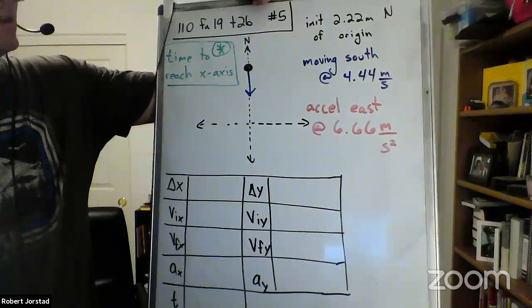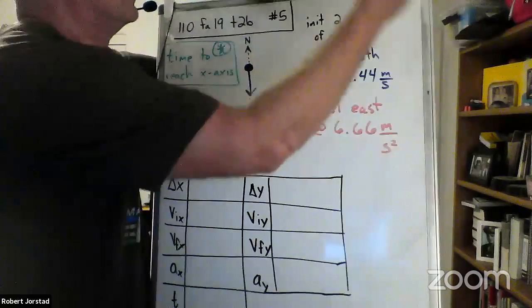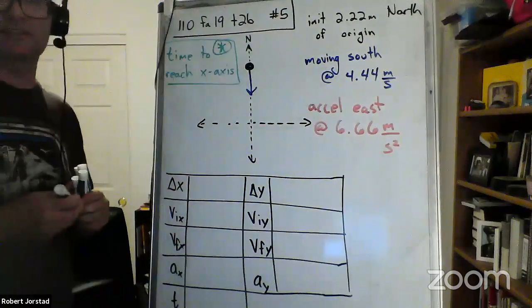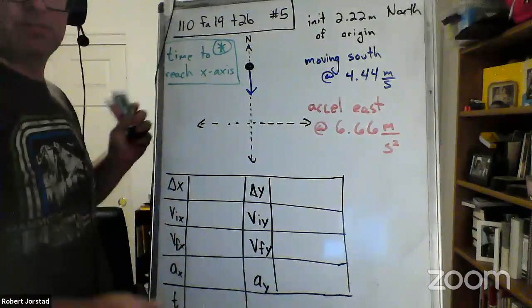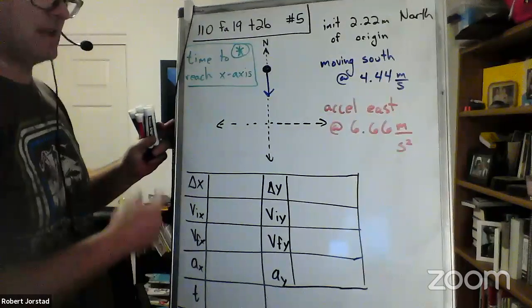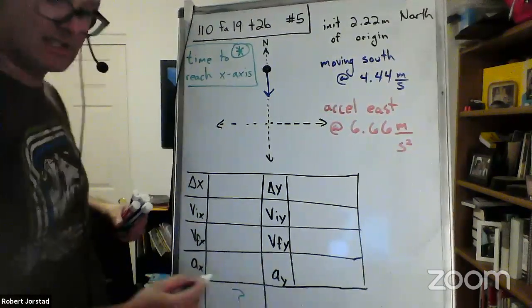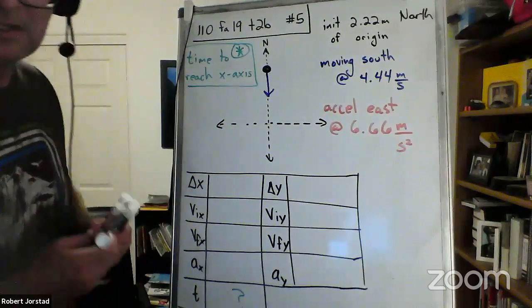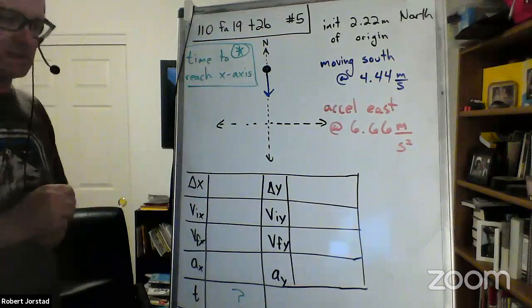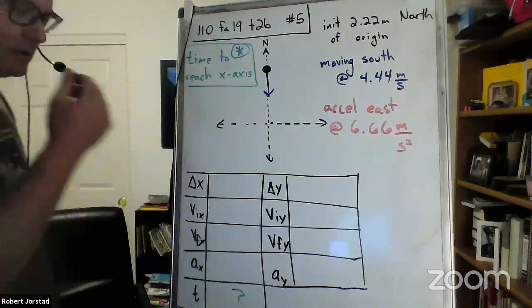You're initially 2.22 meters north of the origin. You're moving south with this acceleration. Let's go ahead and plug in all the knowns and unknowns here. It says, I think we're asking for time. Hey, okay. Not every question is going to have time as an unknown. Every once in a while, time is a known. That said, all right. Somebody give me something. Give me any one of these rows.